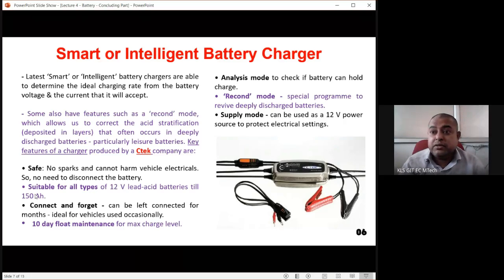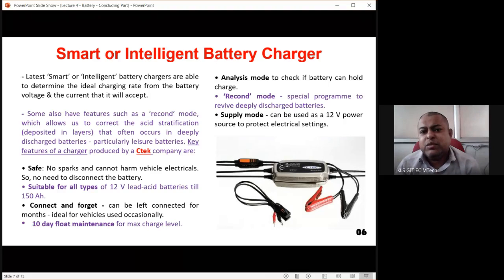So just check, we are talking about a battery of 44 ampere hour. Heavy duty batteries also have 44 ampere hour, but heavy duty batteries will have higher reserve capacity and higher CCA. Those batteries also can be charged by using a smart battery charger. So it's a connect and forget type of thing. After it gets fully charged, it disconnects itself.